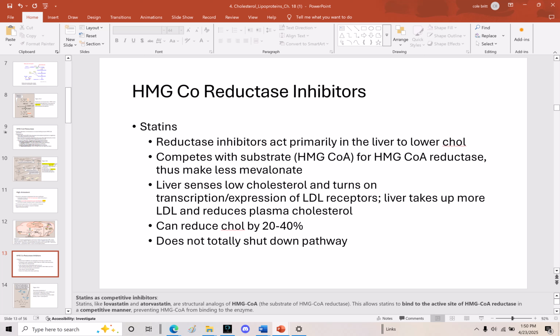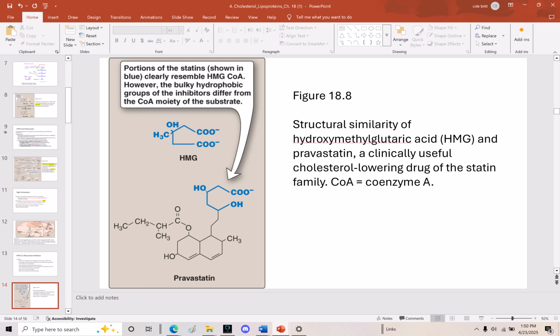But generally speaking, statins work directly by competing with HMG-CoA, and they work indirectly by making the liver make more LDL receptors in order to pull more LDL from the blood. But again, it doesn't totally shut down the pathway. You will still make cholesterol, and that's why people can still often have high cholesterol even if they're on statins. So it doesn't always work for people.